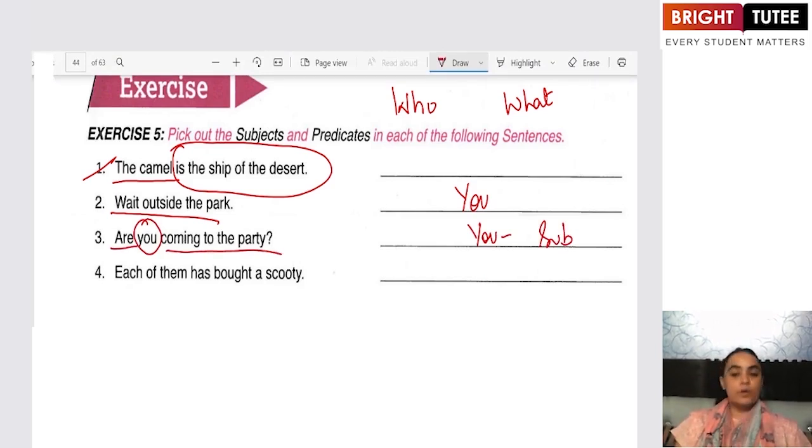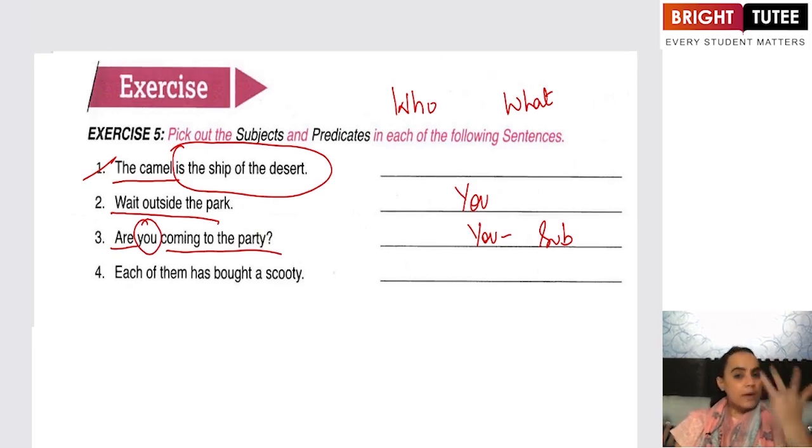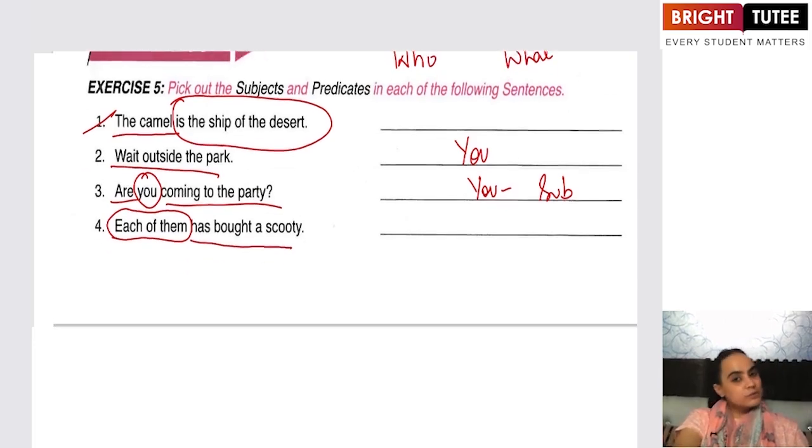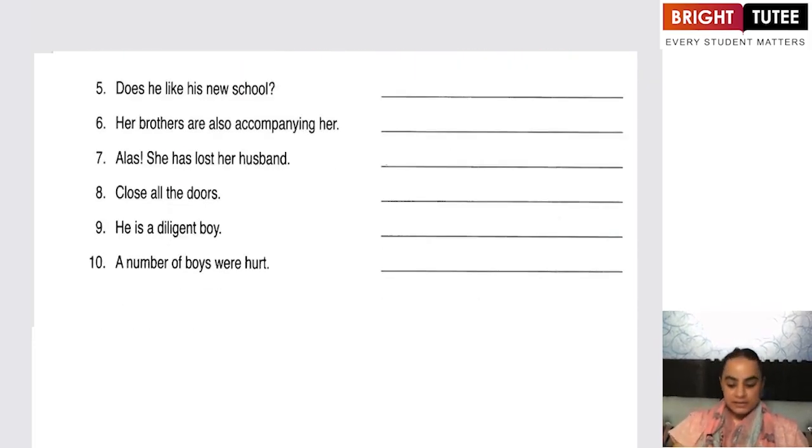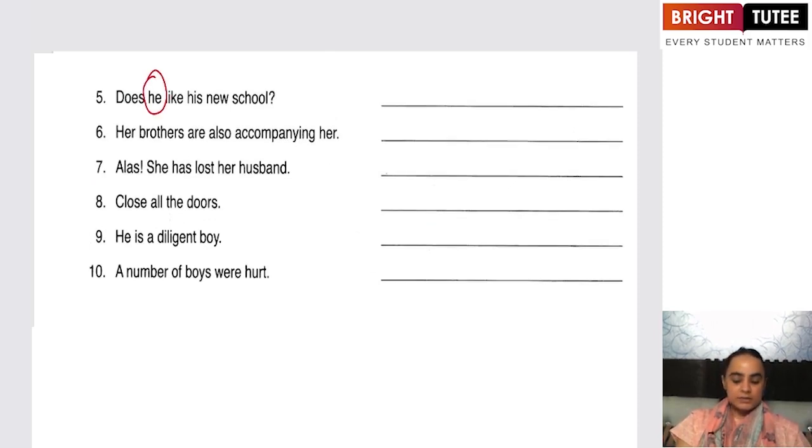Each of them has bought a scooty. Who am I talking about in this sentence? Each of them. So, my subject is each of them. And what is my predicate? Has bought a scooty. 5th sentence. Does he like his new school? Who am I talking about in the sentence? He. So, he is my subject and the rest of the sentence is my predicate. So, this is how, my dear students, we'll identify the subject and the predicate in the sentence.